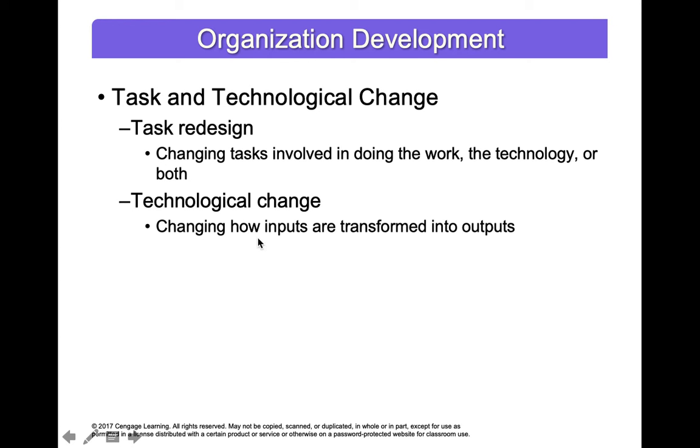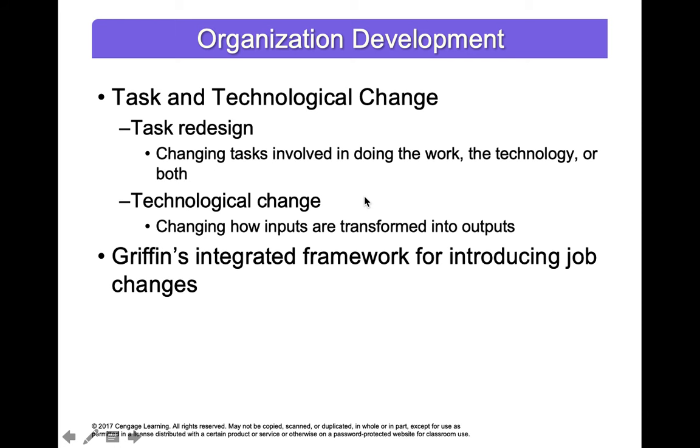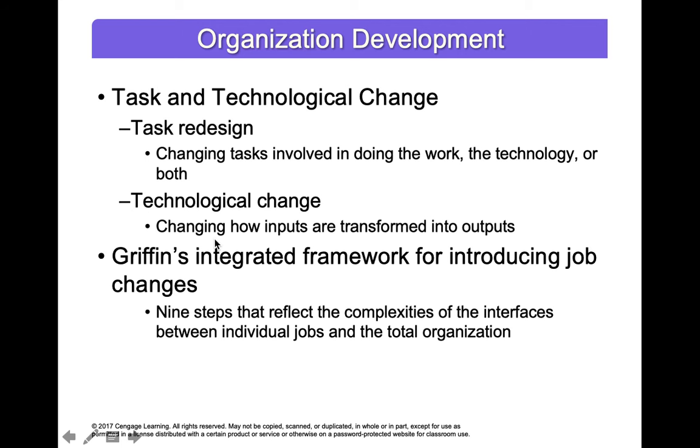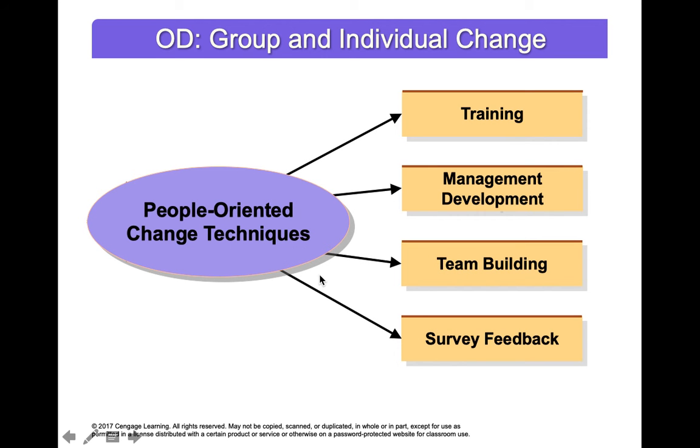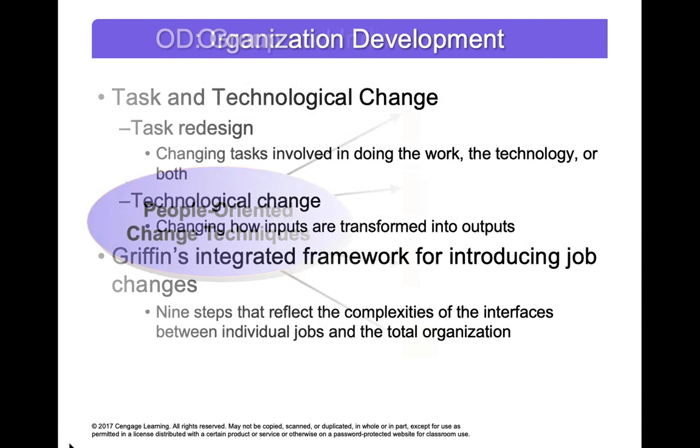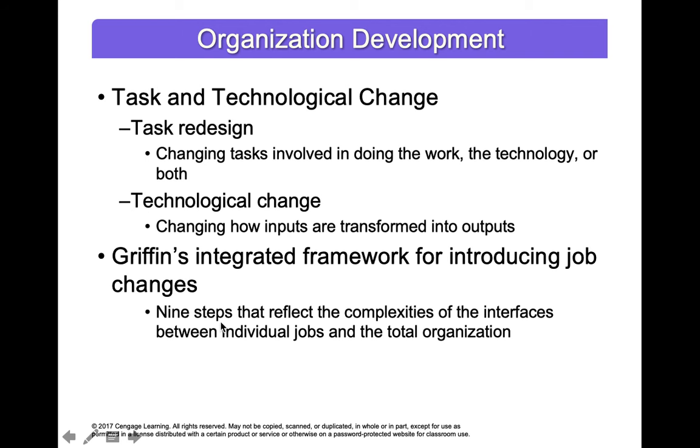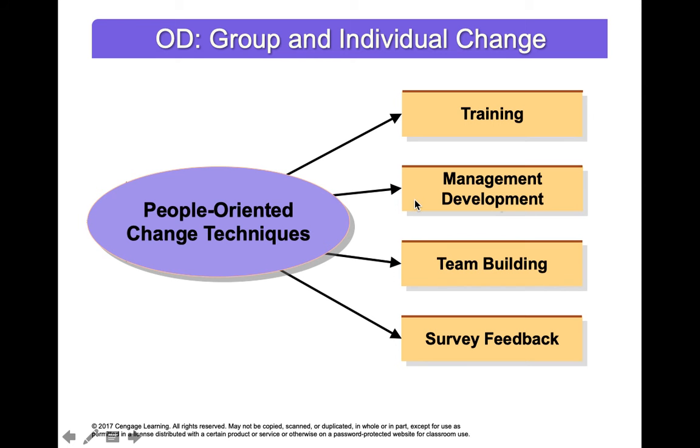Technological change changes how inputs are transformed into outputs, and that can be some kind of software program that helps you do what you normally would have done by hand. Griffin's integrated framework for introducing job changes includes 9 steps that reflect the complexities of interfaces. This is in your text as well, so you want to make sure to review those. I didn't list them all because I knew you were going to read about them.